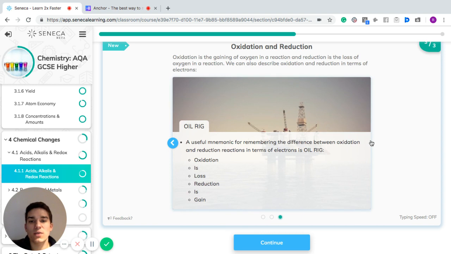A good way to remember that is using a little mnemonic to know the difference between oxidation and reduction, and that mnemonic is OIL RIG. OIL RIG stands for oxidation is loss, reduction is gain. Now remember, this is to do with electrons, so oxidation is loss of electrons, and reduction is gain of electrons.